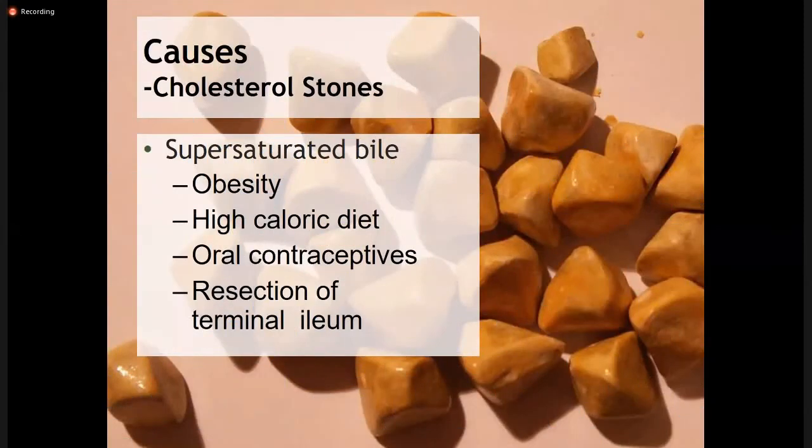So what are the causes of cholesterol stones? That is supersaturated bile, usually in obesity, high calorie diet, oral contraceptives, resection of the terminal ileum. I know there's a lot of repetition in the slides, but basically it's to clear your concept, since we are not interacting. Otherwise, in a face-to-face class, I usually interact. That's why I've made a bit of a detailed presentation.